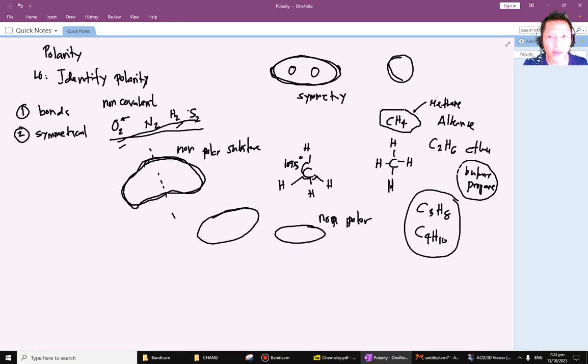So thank you for listening to this learning outcome on identifying polarity. I hope you can already identify polarity. If not, look at the book, look at the LPs, so that you can practice looking at the polarity of substances, bonds, and symmetry.